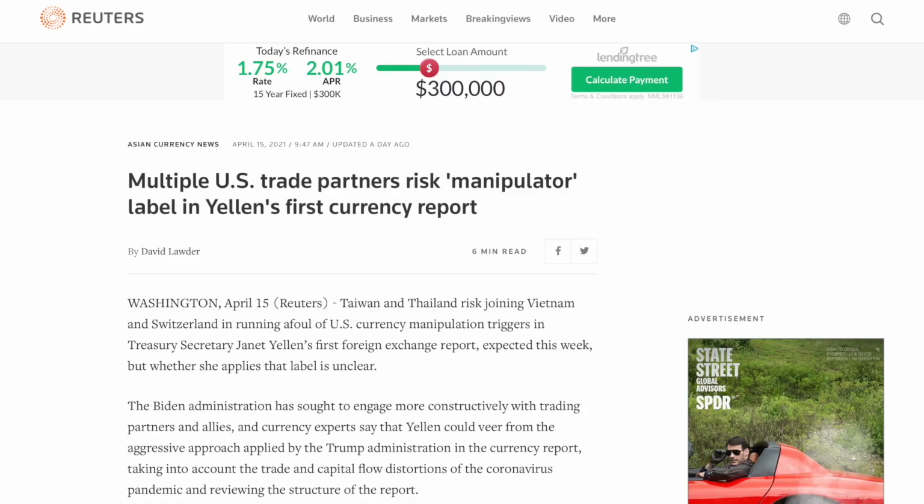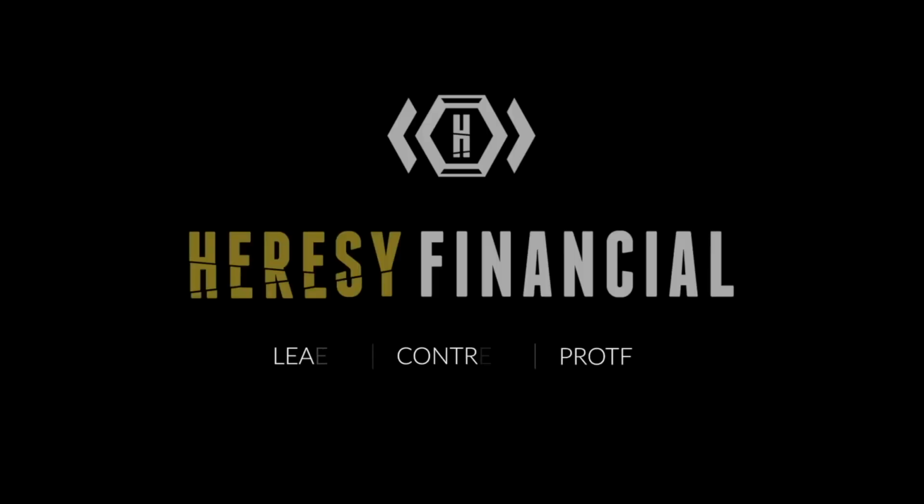And not only are they imposing financial restraints on Russia right now as a response to some of the things that they say Russia has done recently, but there are two additional countries that are at risk of being labeled a currency manipulator, according to Janet Yellen's first currency report. So we're going to look into what this means, that the United States is escalating its currency wars, and not just with countries like Russia or China, but other countries as well, increasing the weaponization of the dollar. Ready? Let's dive in.